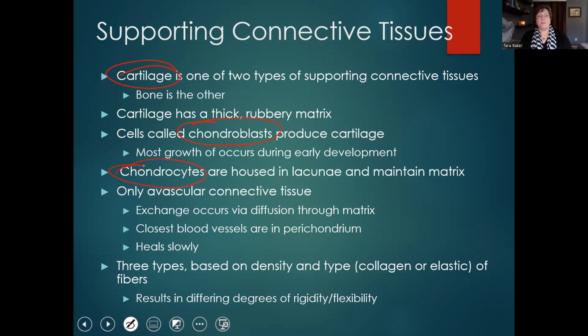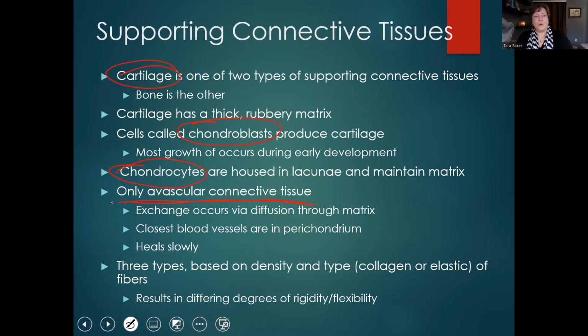Chondroblasts are going to be our original cartilage maker cells. They're going to sit and then they're going to make ooey gooey cartilage. The cartilage is going to partially solidify around them. And the little space that they're in is called the lacuna. So the little cave that they're in is called a lacuna, a circular cave around the cell. When the chondroblast is surrounded and trapped by cartilage, then it is now called a chondrocyte.